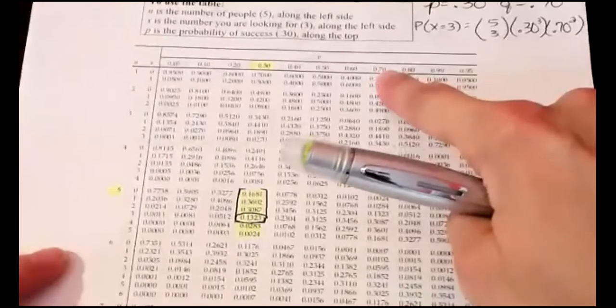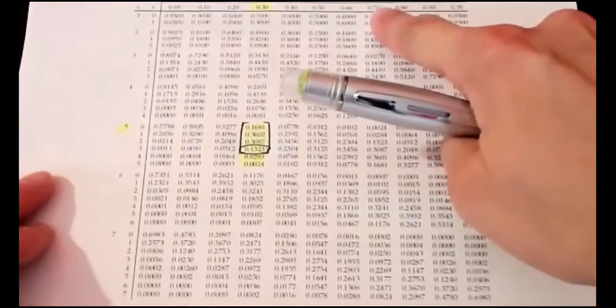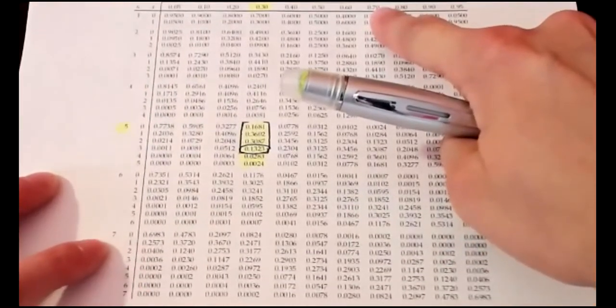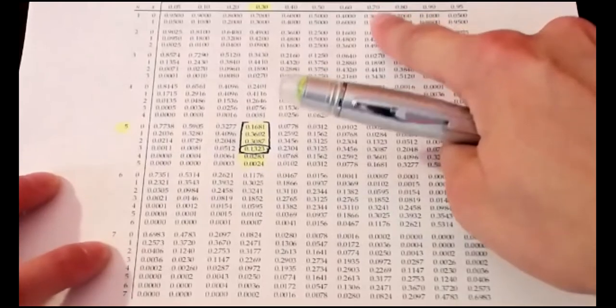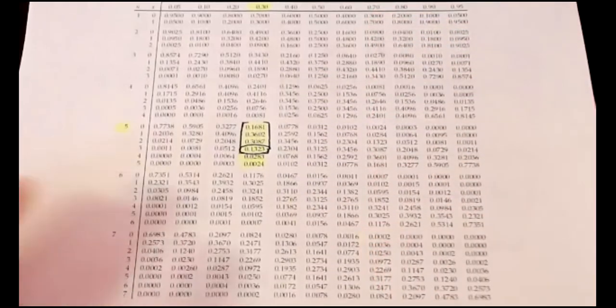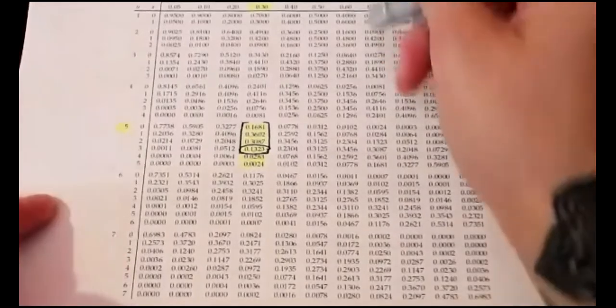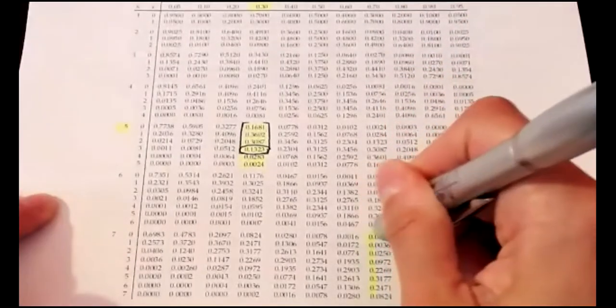So just to make sure that we are on the same page, here's the probability of success, 0.70. You're going to go all the way down to where your total number of trials is 7. So we're looking at, and I'm going to highlight it, we're looking at this block at the bottom.